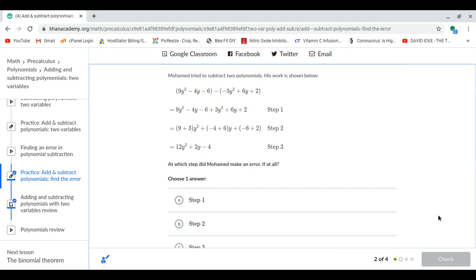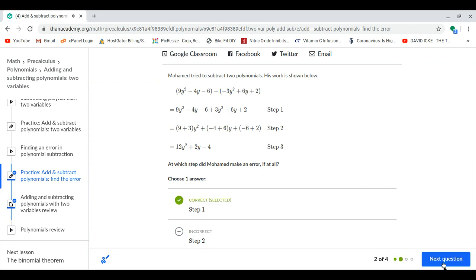Next problem, Muhammad tried to subtract two polynomials. His work is shown below. So we have 9y squared minus 4y minus 6, and we're taking away from that negative 3y squared plus 6y plus 2. Okay, so step one, we're going to change the signs of the second polynomial, the polynomial that's being subtracted from the first. So we change it to plus 3y squared plus, so we should have changed the signs of plus 6y and plus 2. So step one is incorrect in this case.